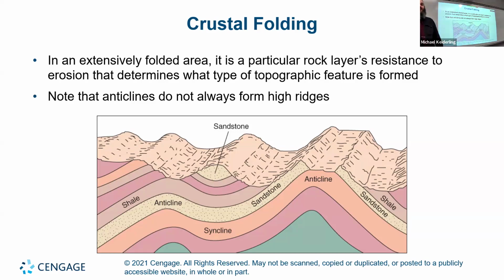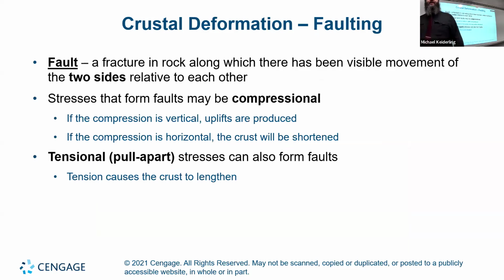So anticlines don't always form high ridges. It's how things erode at the surface that determines the structure of the surface. You actually have to look at the folds of the rock themselves. The case that you're most likely to see these is in road cuts. When they cut through a hill for a road, you can really see the rock layers there.